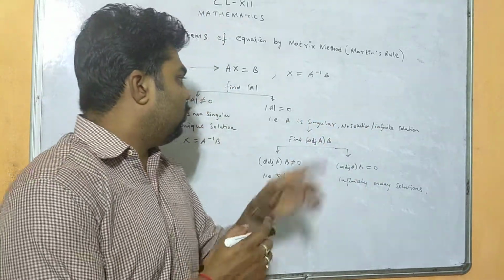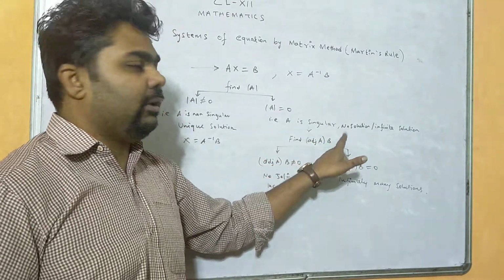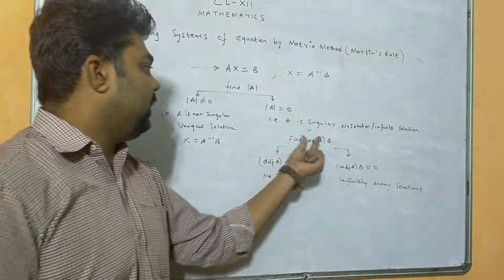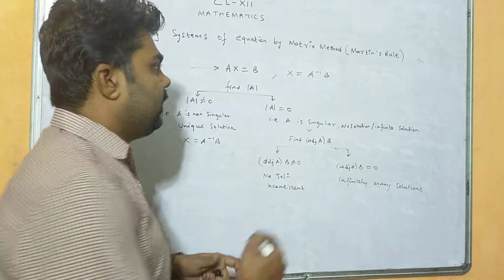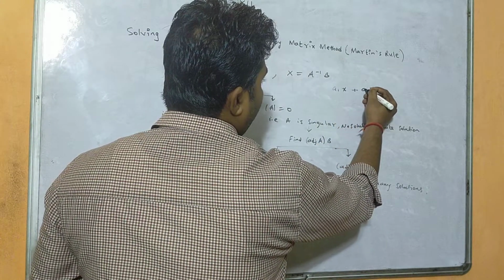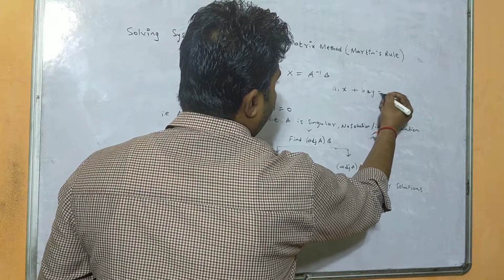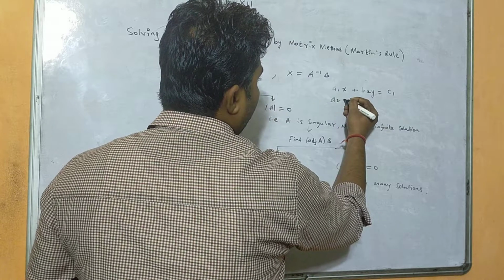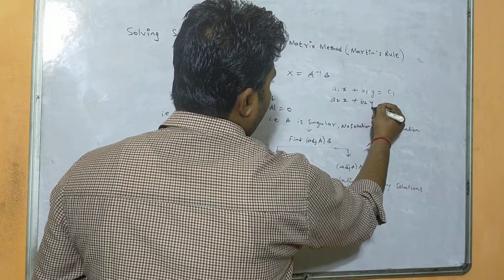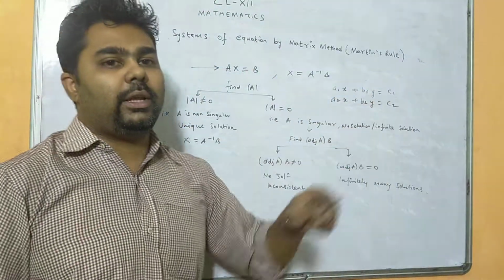If it is equal to 0, then what will be our next step? In the next step, we have to find the adjoint of A and multiply it with B. Suppose the equations are A1 x plus B1 y equals C1, and A2 x plus B2 y equals C2, like the two equations given in the previous question.